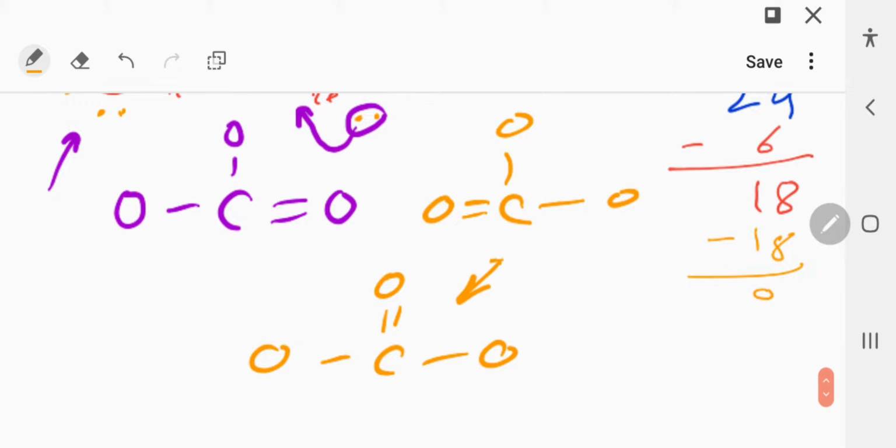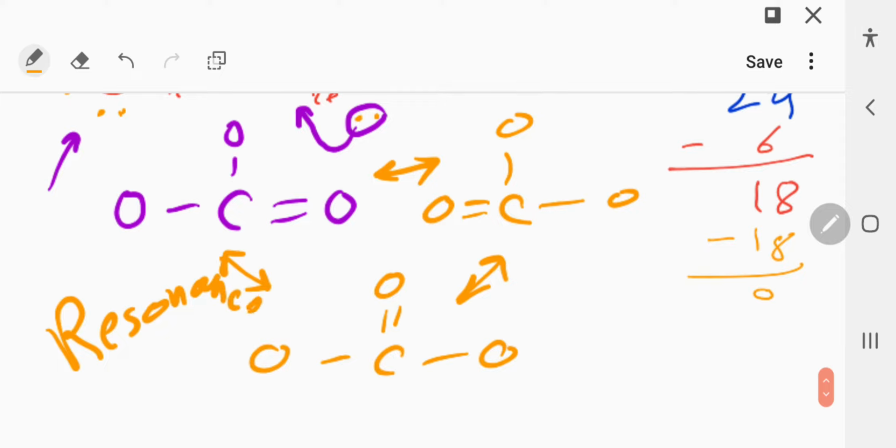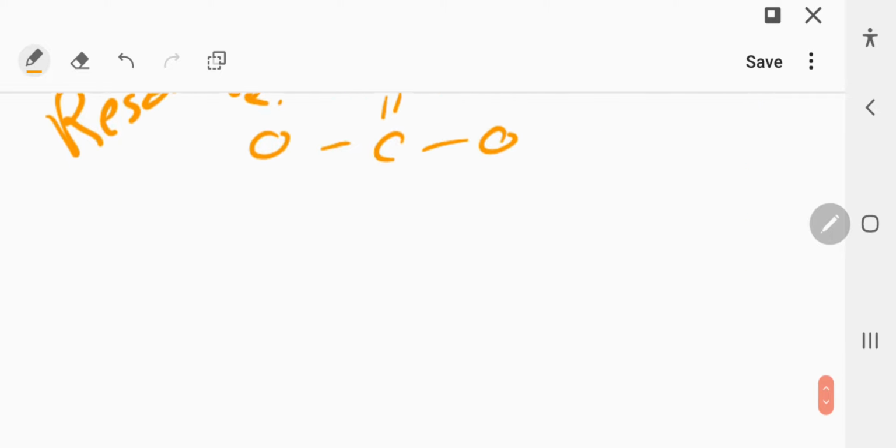It is all the same, and as we said before, this is called resonance. Another example.